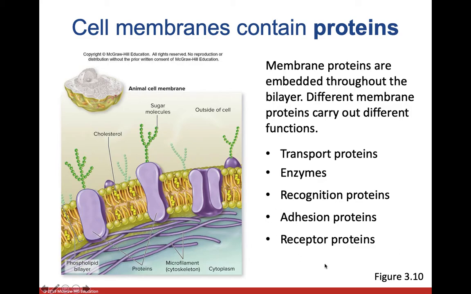Adhesion and receptor proteins are going to be found on the outside of the cell membranes, and that's going to allow cells to stick to different things, allow different cells to stick to them, and that's a very important thing when it comes to transmitting cellular information, sometimes cellular reproduction, preventing viral infections and things like that.